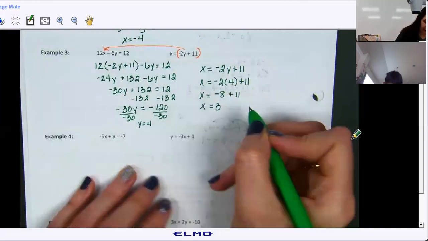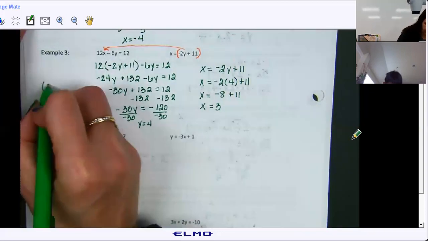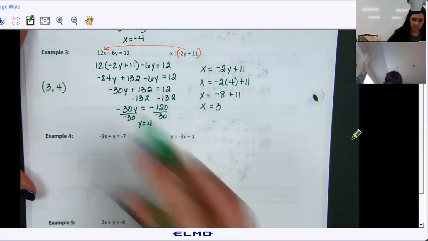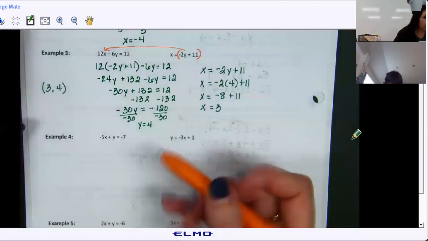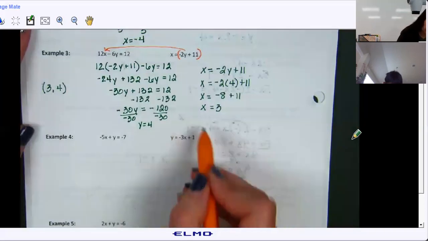Okay, so when you're done, check your answer. And don't put your 4 first. Remember, an ordered pair, x comes first.